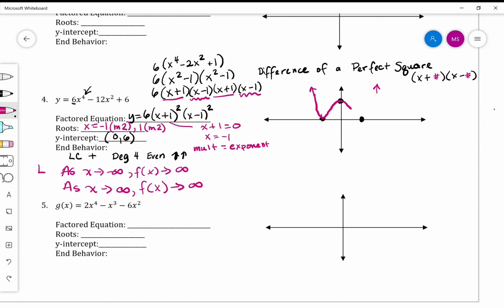Comes back down to +1. But because it has a multiplicity of 2, it doesn't go through 1. It goes and bounces off 1. And there is your graph. Oh, look, it looks gorgeous.